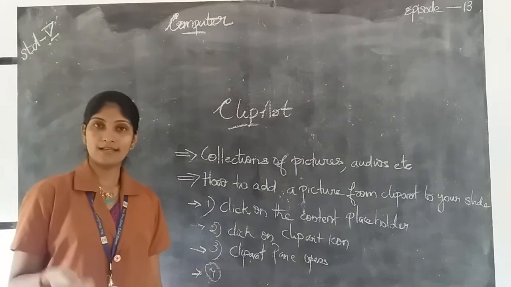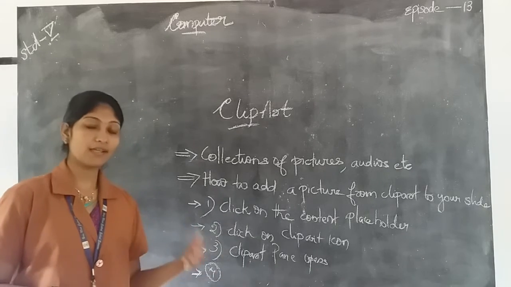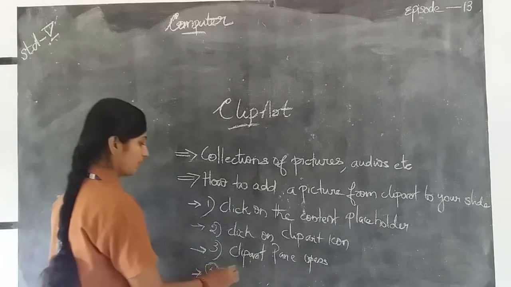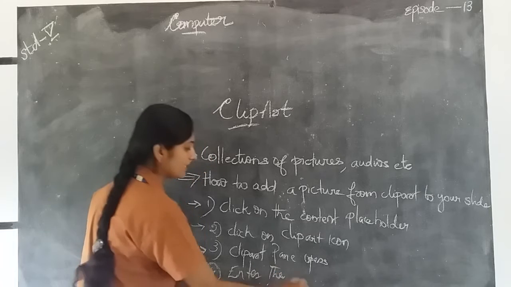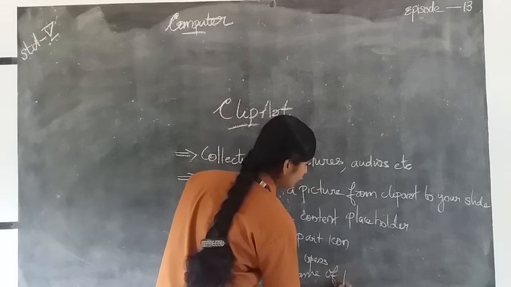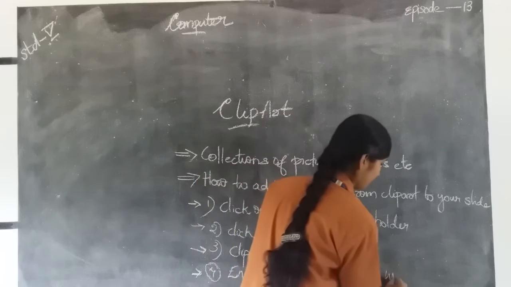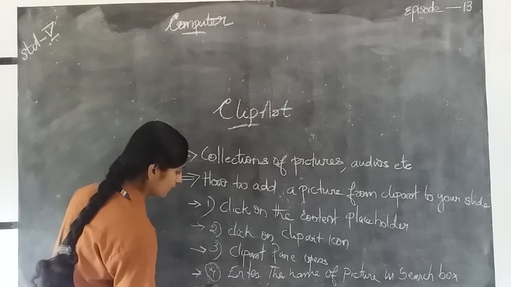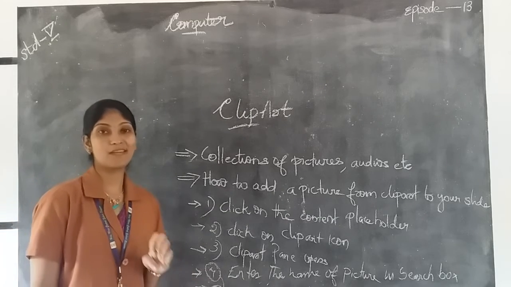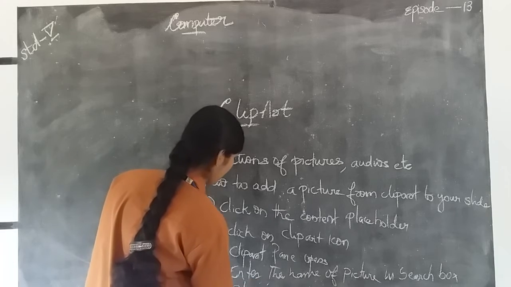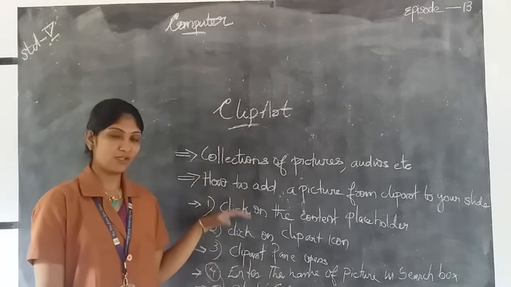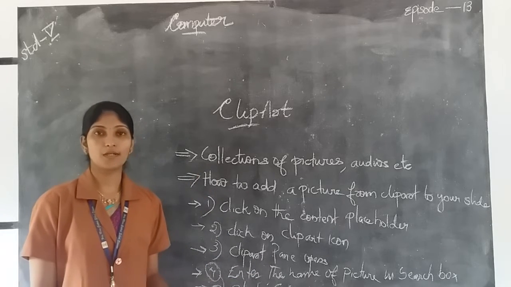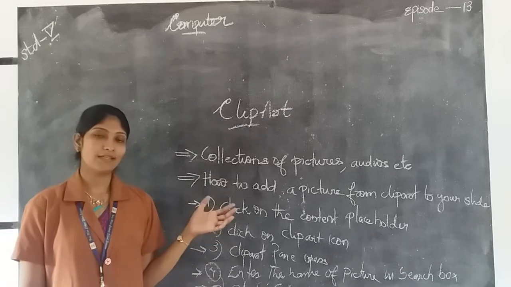Then the fourth step: there is a search box in the clip art pane. Enter the name of the picture you want to insert in your slide in the search box, and then click go. On the right side of the search box there is a button named go. Just click on the go button. After that, the pictures related to that item will appear in the clip art pane. Then you can select your picture from that pane, and finally it is inserted into your slide.